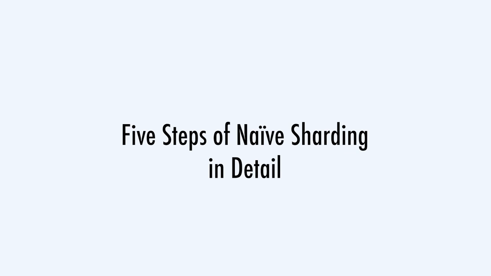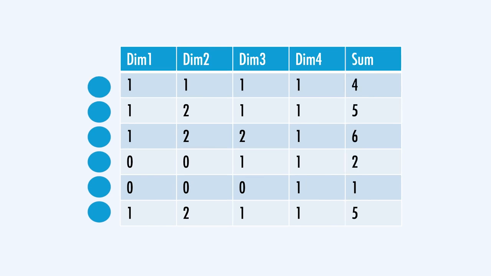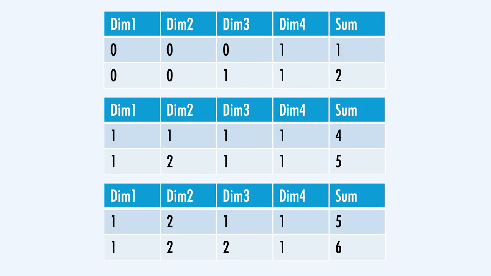In naive sharding, you go through 5 steps. The first step is to sum the columns for each data point and create a column for this sum in the table. In step 2, you sort the data points, the rows, by the newly created sum column in ascending order. In step 3, you split the table into shards, k equal-sized pieces.